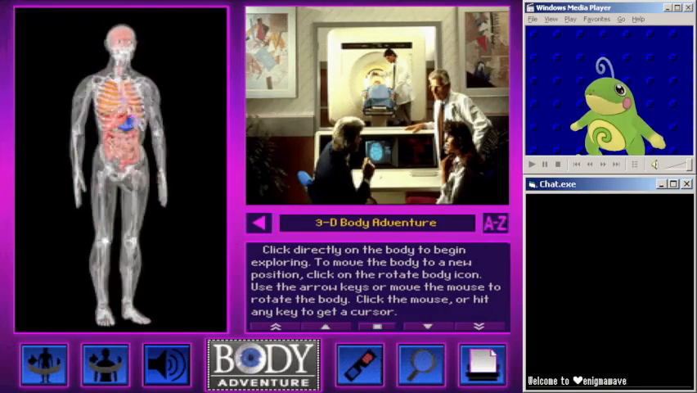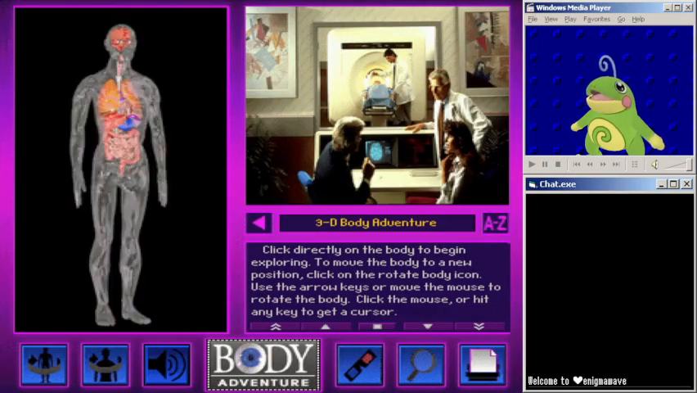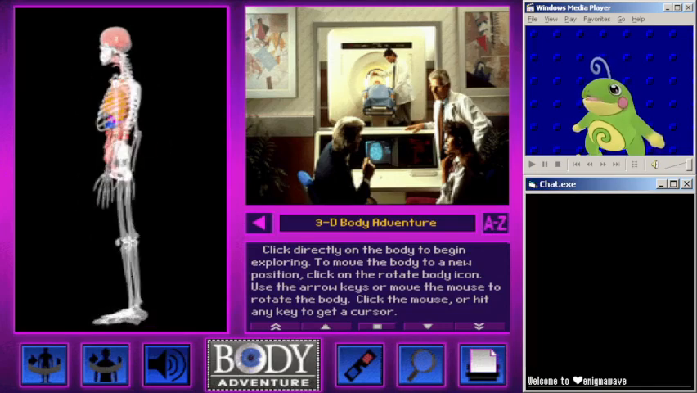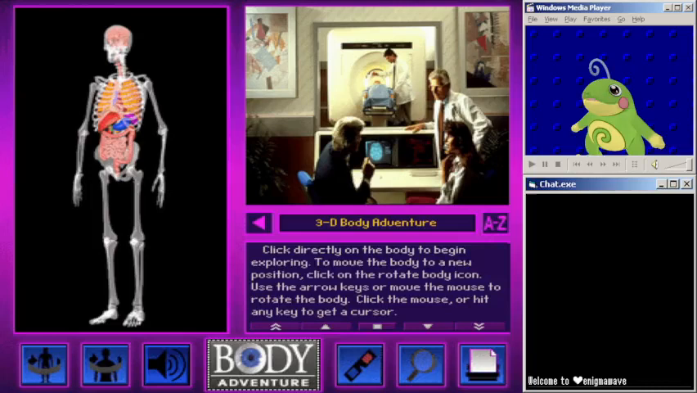Strange though is, although the DOS version still manages to fill up a whole CD, it has way less content somehow. Click directly on the body to begin exploring. To move the body to a new position, click on the rotate body icon. Use the arrow keys or move the mouse to rotate the body. Click the mouse or hit any key to get a cursor. For the most part though, this does look very, very similar to this section of it from the Windows version.